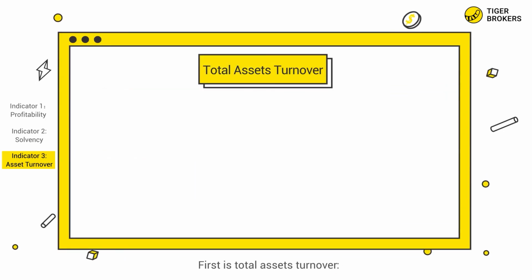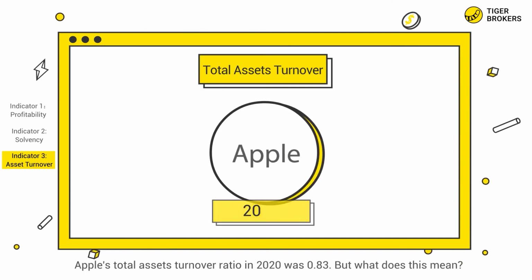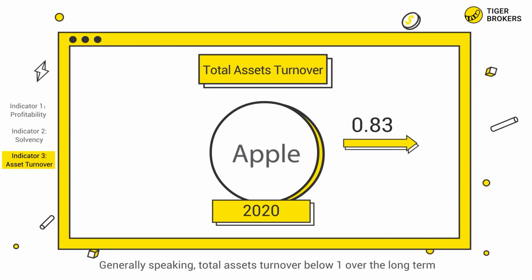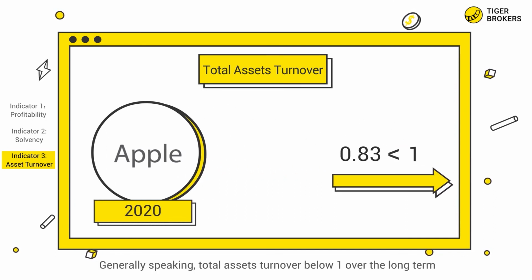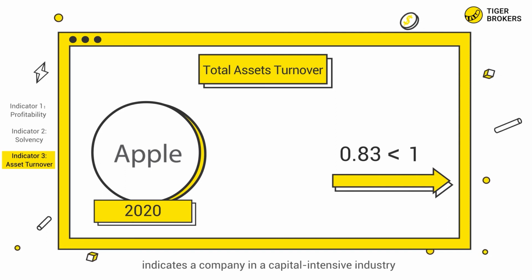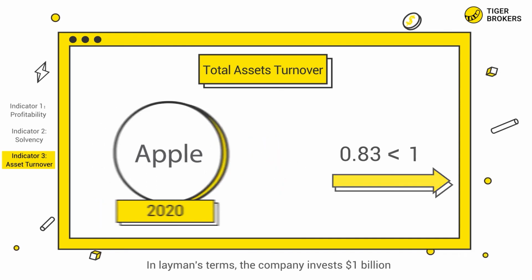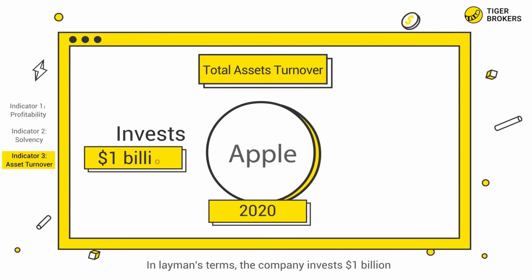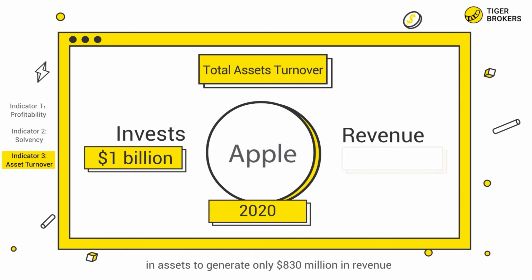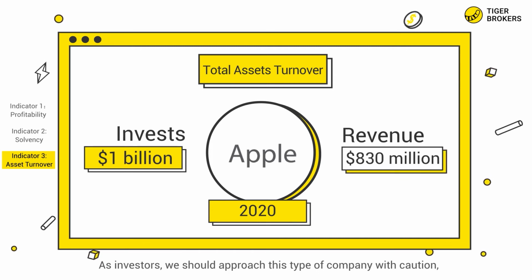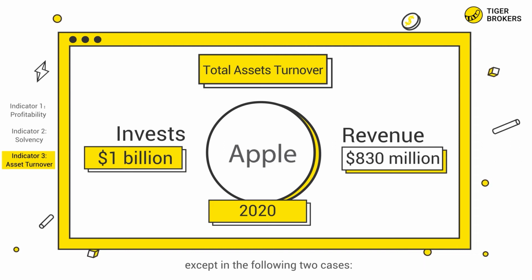First is total assets turnover. Apple's total assets turnover ratio in 2020 was 0.83. But what does this mean? Generally speaking, total assets turnover below 1 over the long term indicates a company in a capital-intensive industry that is burning through cash. In layman's terms, the company invests $1 billion in assets to generate only $830 million in revenue. As investors, we should approach this type of company with caution, except in the following 2 cases.